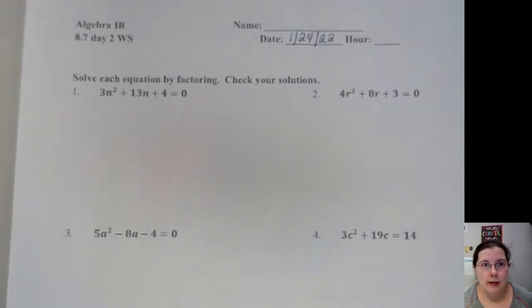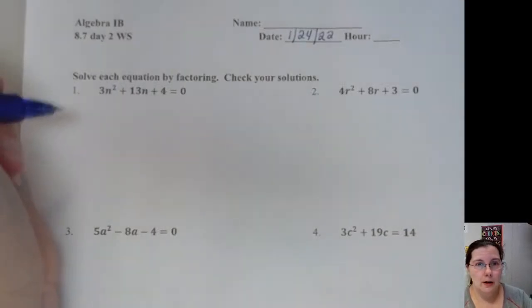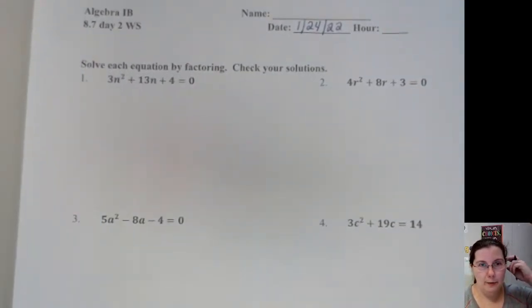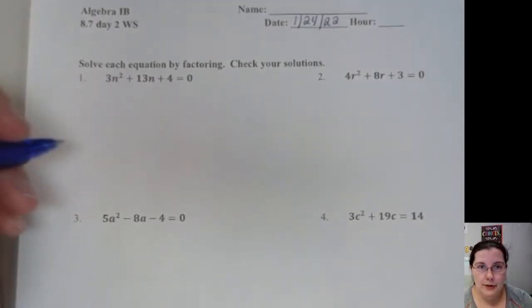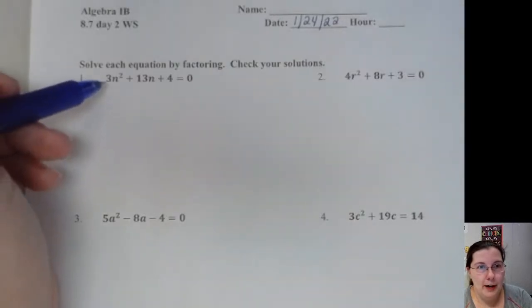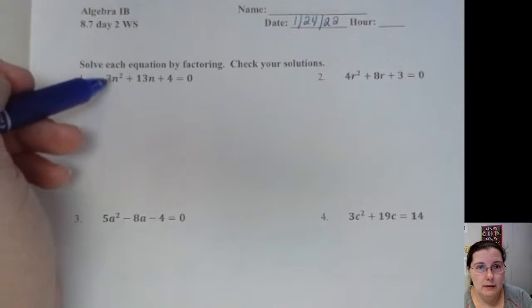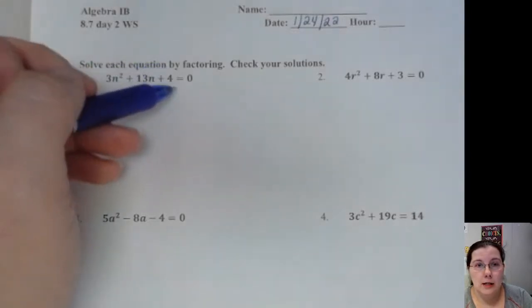Alright guys, this is 8.7 day 2, where we are solving trinomials. So this is going to be the same as what we've done previously. The only last thing is that very last step where we solve and find out what the zeros are. So our first step here is to multiply our a and c. So remember, a is our first coefficient, b is our second coefficient, and c is our constant.